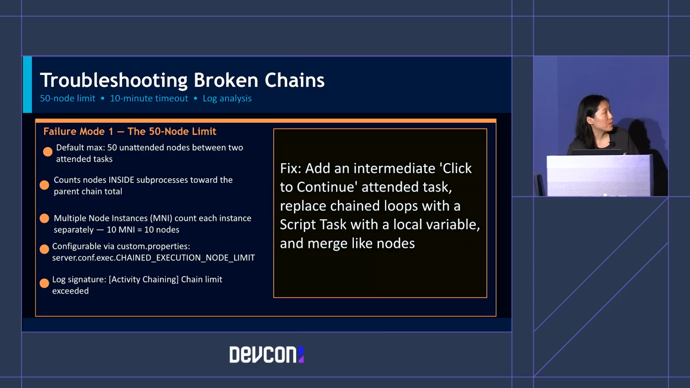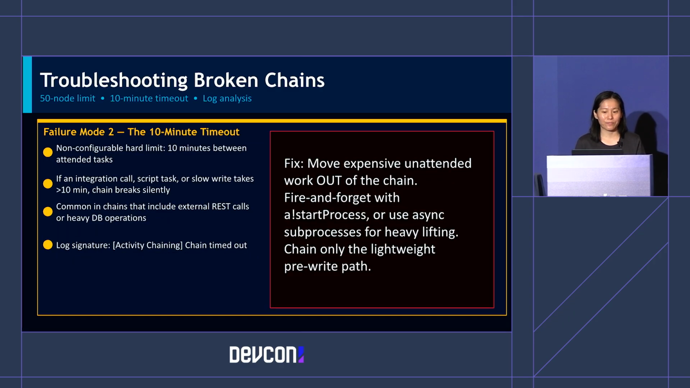And then some fixes that we recommend to help mitigate the risk of hitting that 50 node limit: adding an intermediary attended task, like a click to continue, to reset that 50 node limit, or using a script task to do all the looping functions instead of using chained nodes within your process model, doing all that looping in a script task with a looping function, or merging like nodes. For example, if you have 5 write to record nodes, maybe instead use a single write to multiple record node. And that will help mitigate the risk of hitting that 50 node limit.